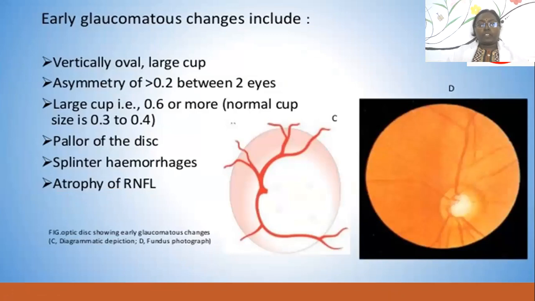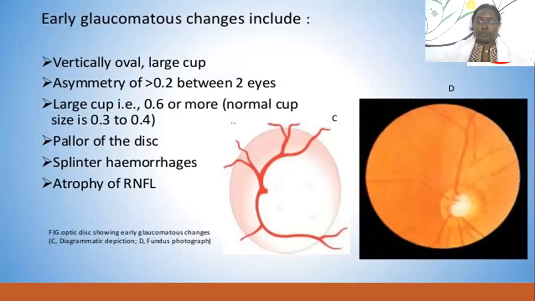Early glaucomatous changes include: look for the vertical cup disc ratio. There is asymmetry of 0.2 between two eyes, and a large cup, that is 0.6 or more, and pallor. You can see the pallor of the disc. Splinter hemorrhages can be there. Atrophy of the retinal nerve fiber layer is seen in glaucoma.